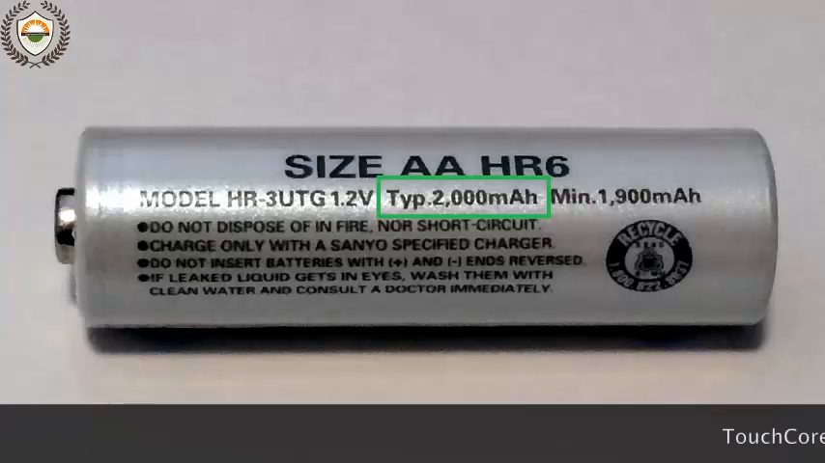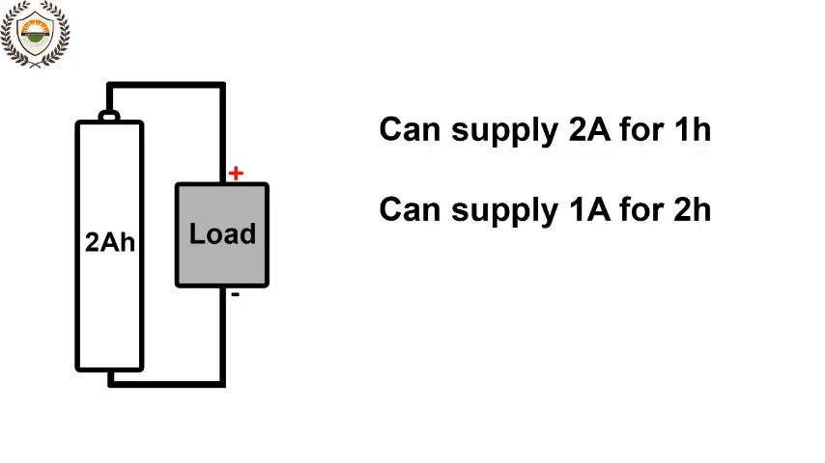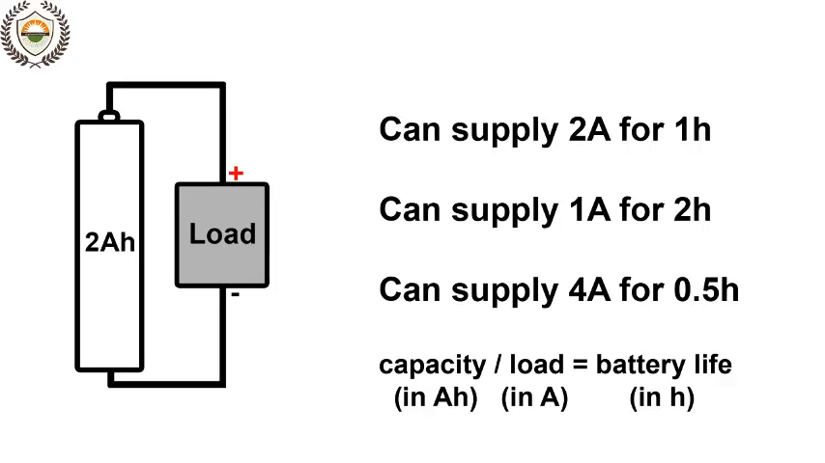For example, here we have a rechargeable AA battery. The capacity is 2000 milliamp hours, or 2 amp hours. The simple explanation of what this means is that it can supply 2 amps for 1 hour until the battery runs out of energy. 2 amps multiplied by 1 hour is 2 amp hours. If we draw less current, the battery lasts longer. It could deliver 1 amp for 2 hours. And if we draw more current, the battery gets drained faster. It can deliver 4 amps for half an hour. So amp hours are a simple way of estimating battery life, and in general, capacity in amp hours divided by the load in amps gives you the battery life in hours.